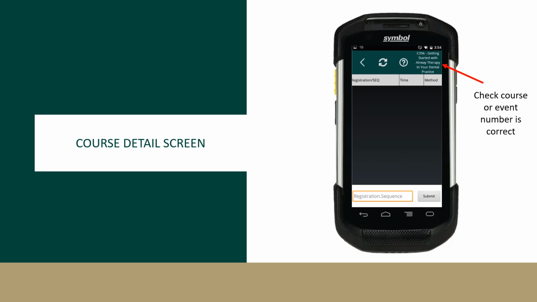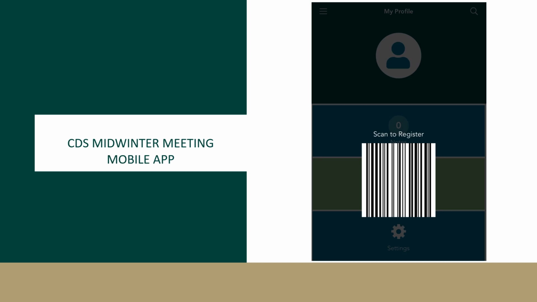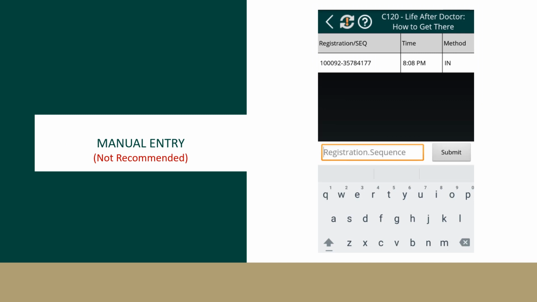There are three ways to scan an attendee into a course: the attendee's name badge, the CDS 2024 Midwinter Meeting mobile app, or you may manually type in an attendee's registration and sequence number indicated on the attendee name badge. Manual entry is not the recommended method of entering attendees into a course and should only be done if for any reason the scanner does not read the barcode.